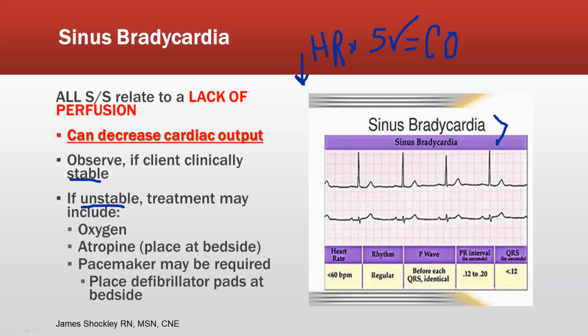If they are unstable, however, because it is a decrease in cardiac output, I want to make sure that I give them extra supplemental oxygen. You can use atropine. The rule is, I use AT because it's atropine: if your heart rate is at 60 or below, you can have atropine available. Atropine is not part of ACLS.